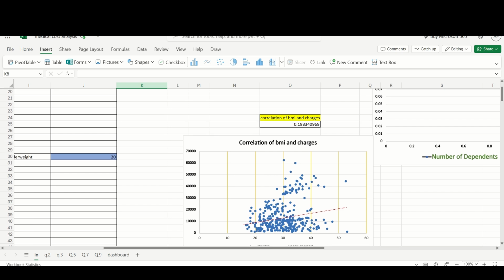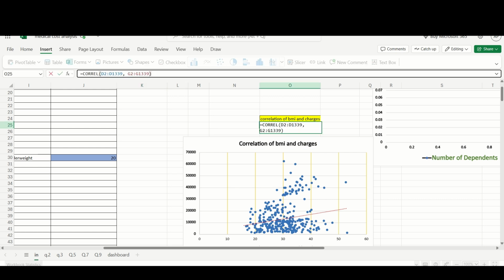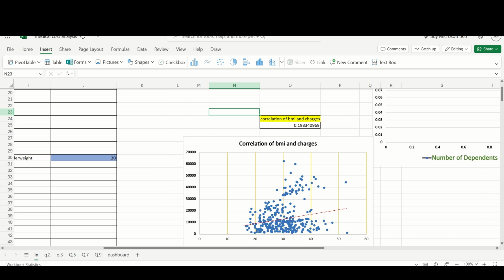I have also used the correlation function. This is the formula for that. This means individuals with higher BMI often have higher medical expenses, possibly due to obesity-related conditions like diabetes or heart issues. This insight is important for healthcare planning and prevention programs.